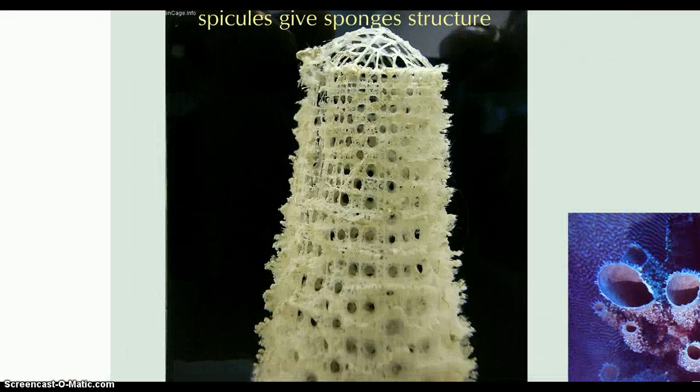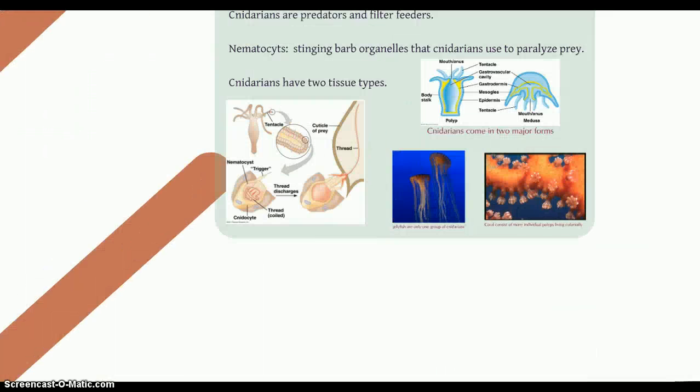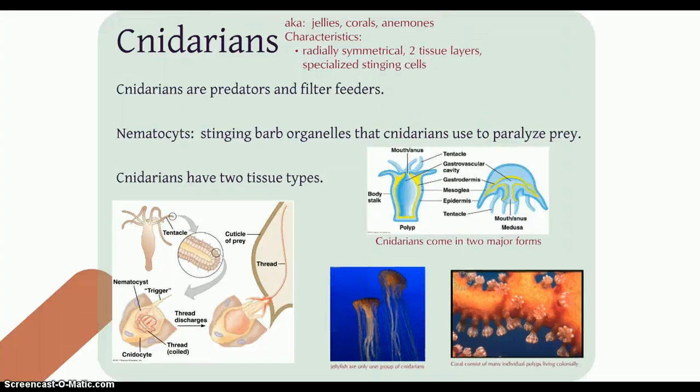Let's see. Their skeletons are made of two structures: spicules, which can be sort of glassy or stony, and then spongin, which is the spongy material. The next group we'll look at are the cnidarians. Now, cnidocytes are stinging cells, so it's easy to spot a cnidarian because, well, they'll sting organisms typically.